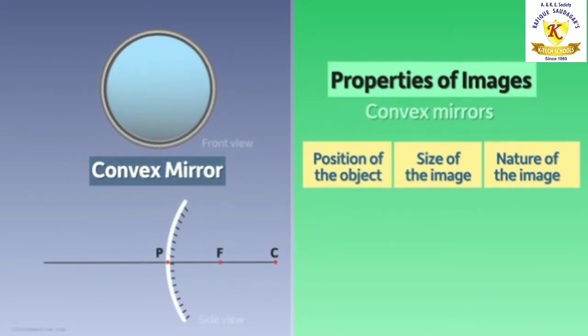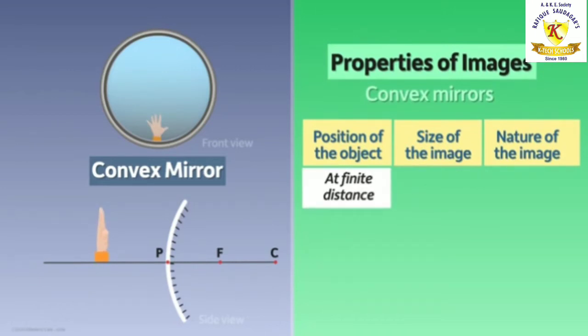Suppose an object is kept at a finite distance away from it. Look carefully at the image formed. Can you tell me the property of the image formed by just looking at it? Okay, first of all, we conclude that the image is smaller in size compared to the object. This is very clear: the image is diminished.